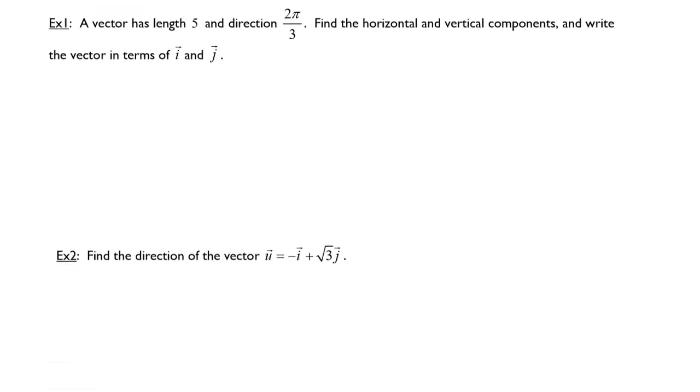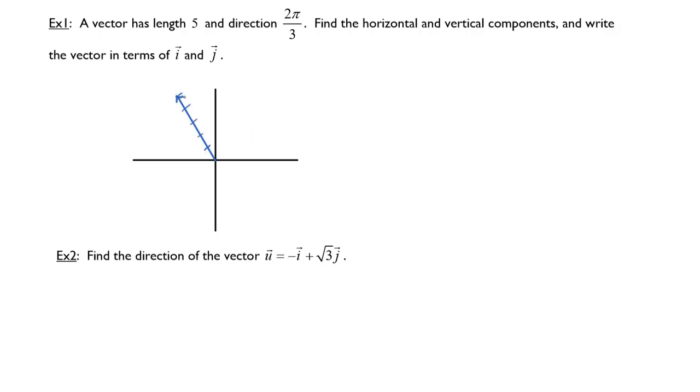Let's take a look at the first example. A vector has length 5 and direction 2 pi over 3. Find the horizontal and vertical components and write the vector in terms of i and j. Let's first sketch the graph of the xy axis. And then let's draw the angle. We'll call this 2 pi over 3. And it has length 5.